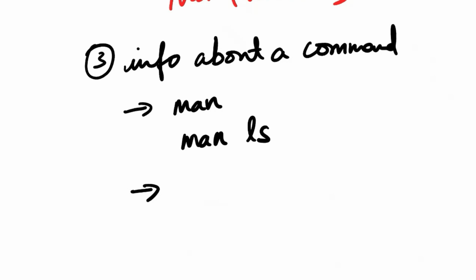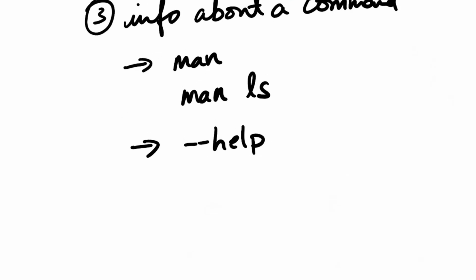Next, many Linux commands support a --help option. This option typically provides a concise summary of the command's usage and available options. For example, to get the information about the ls command, you can use the help option as ls space --help.